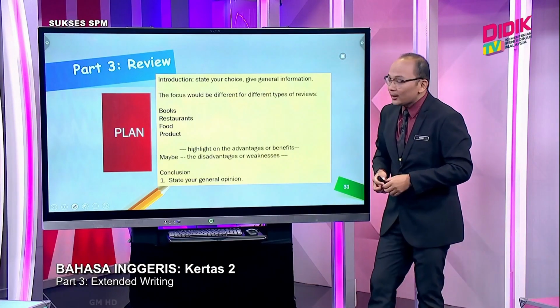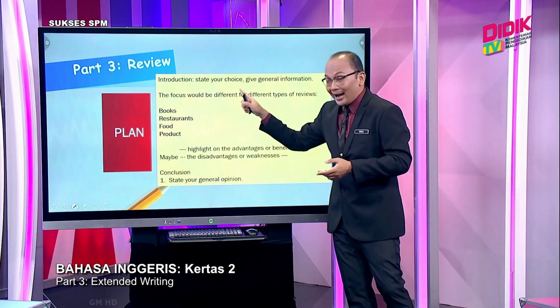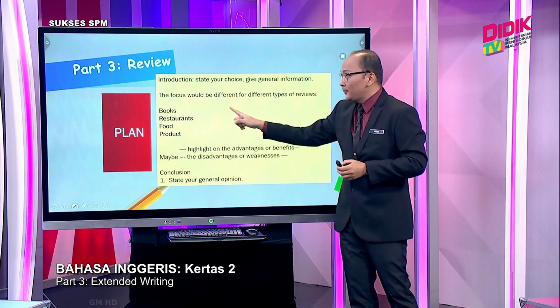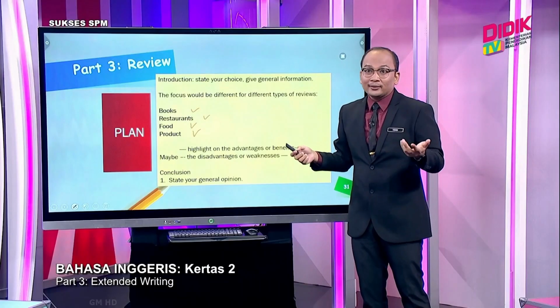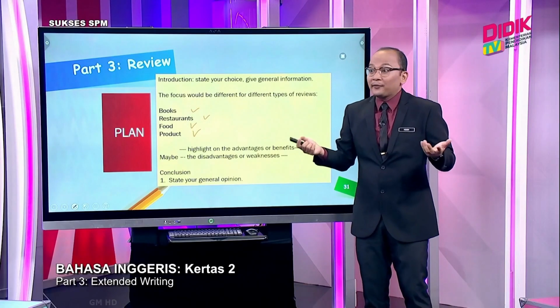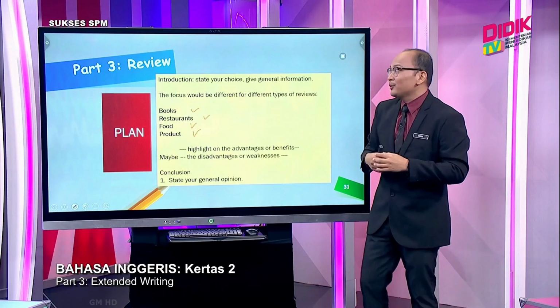Okay. But that is for film review. But please remember, there are a lot of reviews that you can do, for other things that you need to review. For example, over here, I already put, this focus would be different for different types of reviews. It can be about books. It can be about restaurants, it can be about food, it can be about products. So it is good for you to have knowledge about one particular item for each of these categories. Maybe you have a book that you like, maybe you have a favorite restaurant, then you can remember all the details about the things that you need to remember.